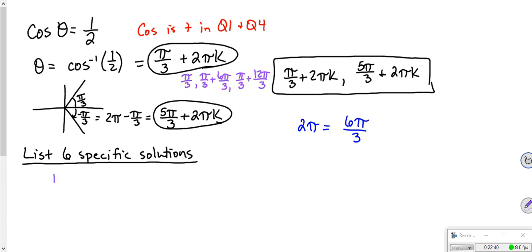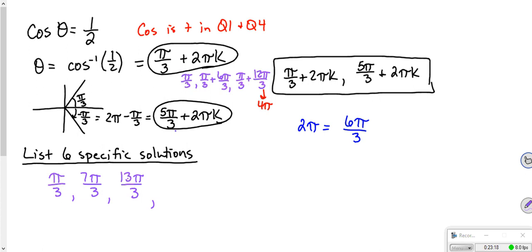Well, what answers is that going to give us? First we have pi over 3, then pi over 3 plus 6 pi over 3 is 7 pi over 3. Then pi over 3 plus 12 pi over 3. Notice that 12 pi over 3 is the same thing as 4 pi. So it's like we put a 2 in for the k, the constant in our cyclical answer. So pi over 3 plus 12 pi over 3 gives us 13 pi over 3. That's my first three.